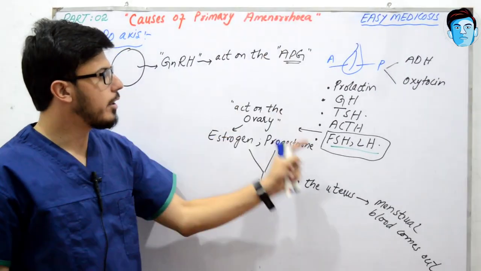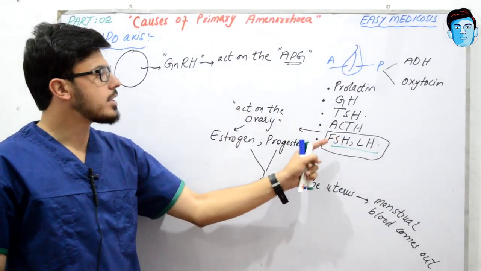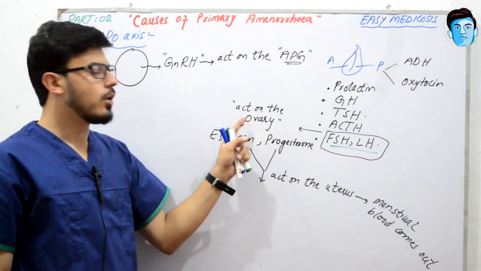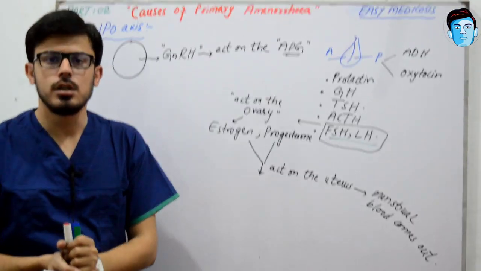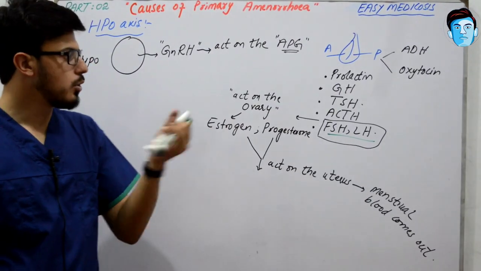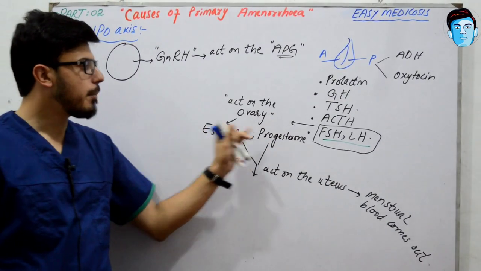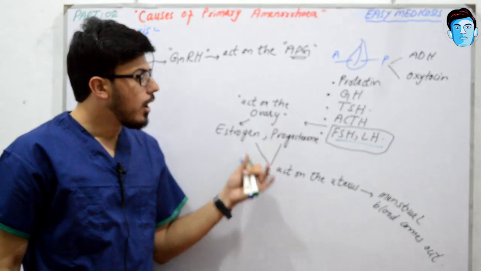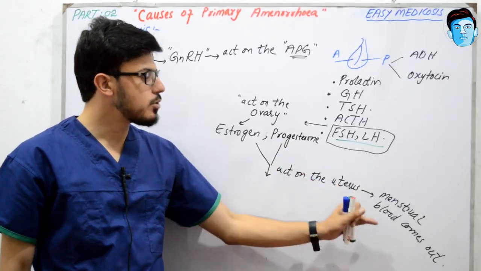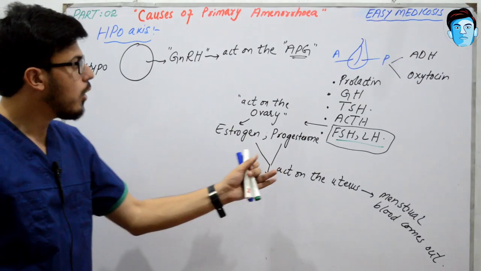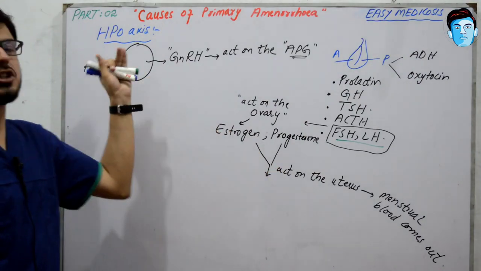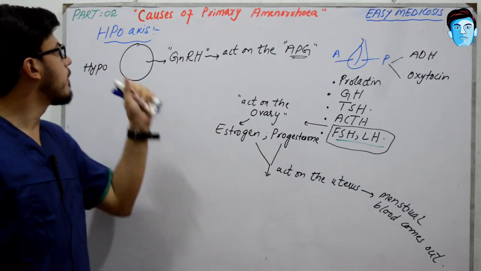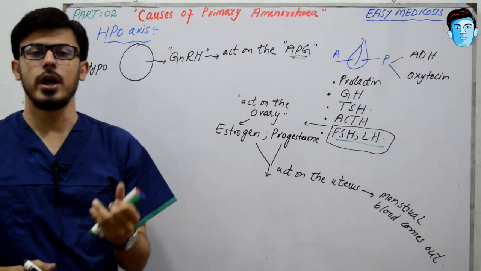So initially the hypothalamus releases GnRH, which acts on the anterior lobe of the pituitary gland. From the anterior lobe it releases FSH and LH. FSH and LH act on the ovary, and the ovary produces estrogen. Once ovulation occurs, progesterone is secreted. Estrogen plus progesterone act on the uterus, and from the uterus the menstrual blood comes out. This whole axis is called the HPO axis, the hypothalamic pituitary ovarian axis.